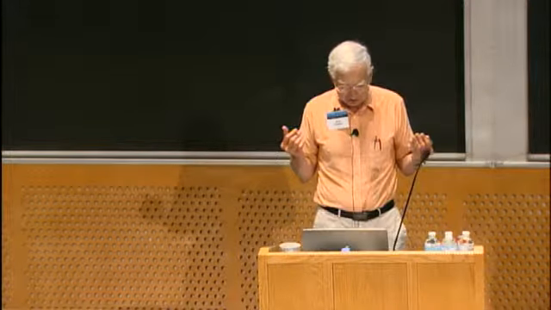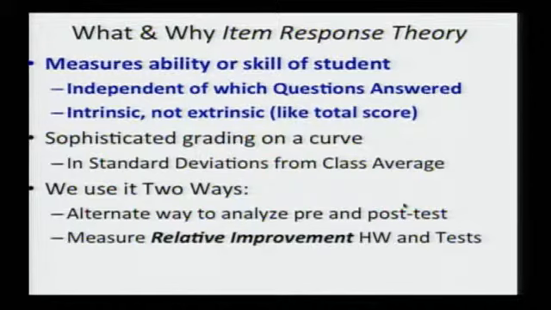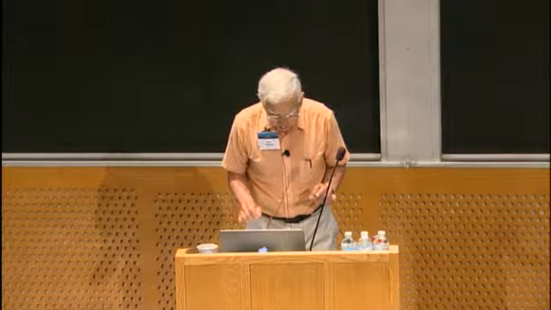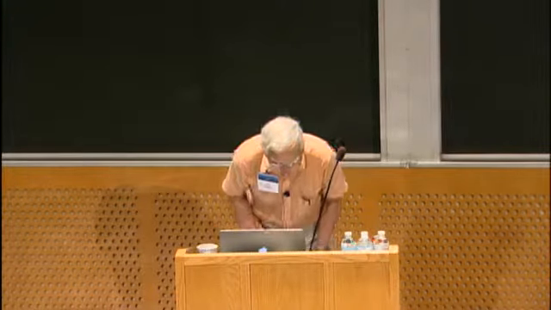And we use it in two ways. As an alternative way to analyze the pre-post results, we just standardize the post-test IRT parameters, and then we use that to measure the skill at the pretest. Lots of the same criticisms apply. And then we used it to measure relative improvement, and I'll explain what, let's see, what's the next curve here?